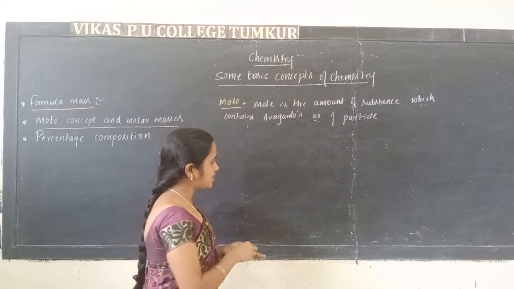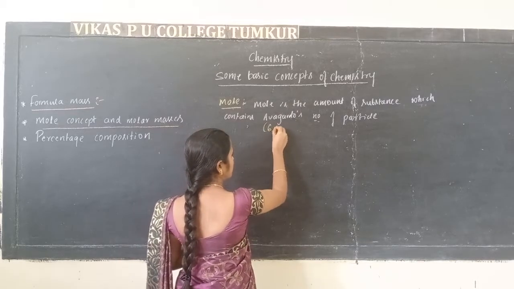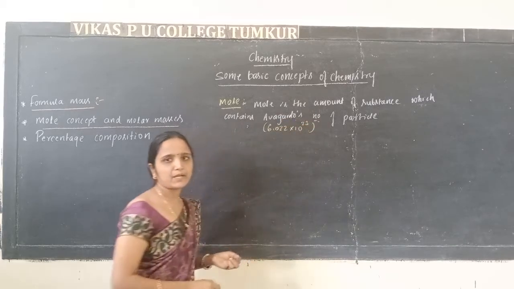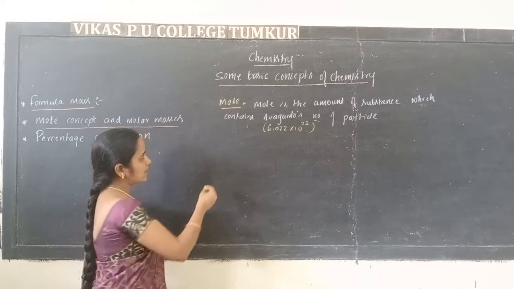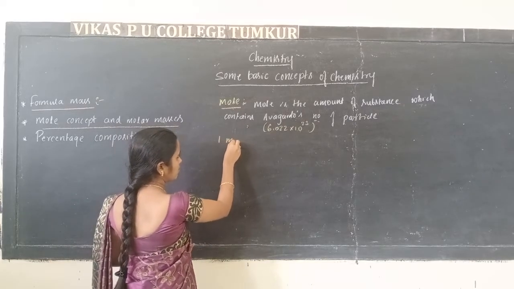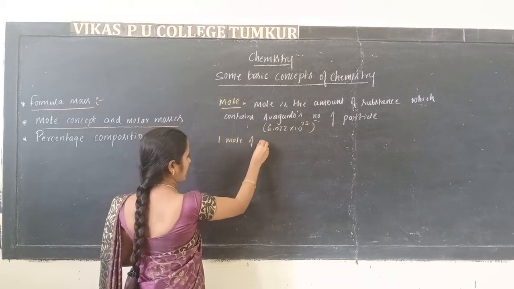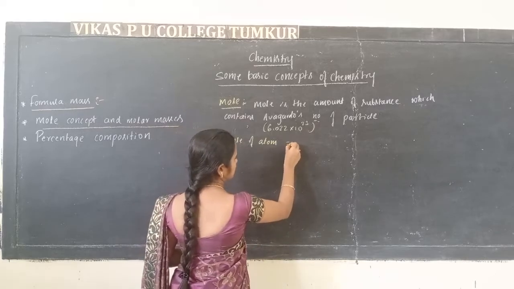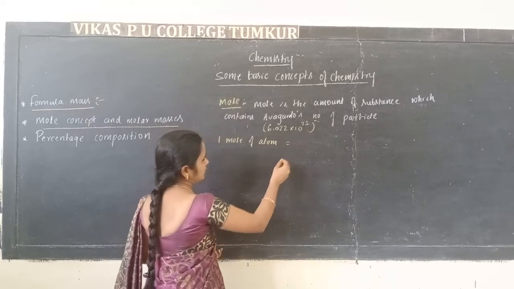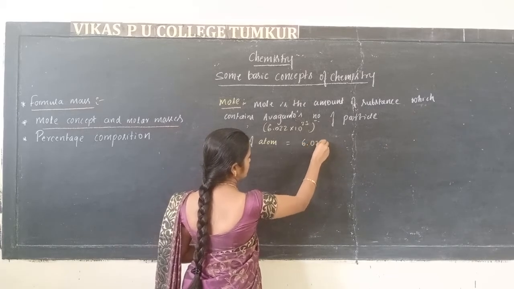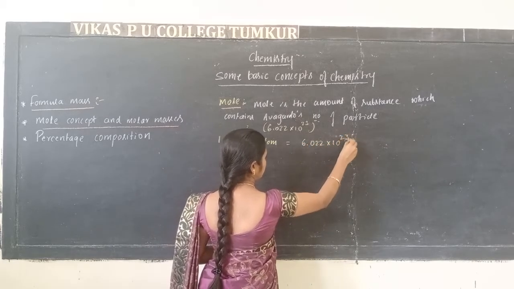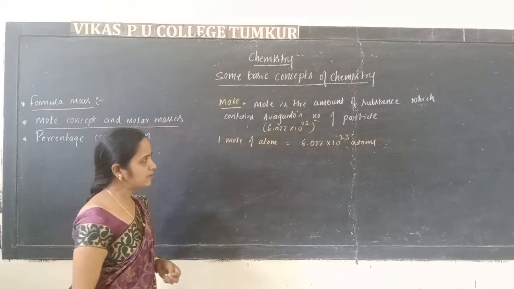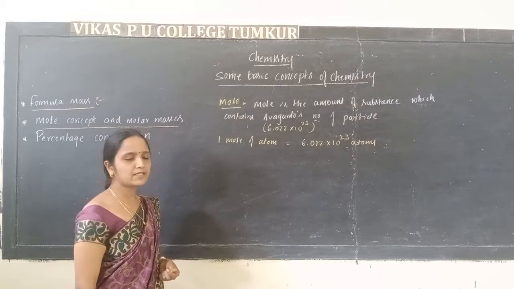The Avogadro's constant is 6.022 into 10 to the power of 23. This is the Avogadro's number. Suppose one mole of atoms is equal to 6.022 into 10 to the power of 23 atoms.